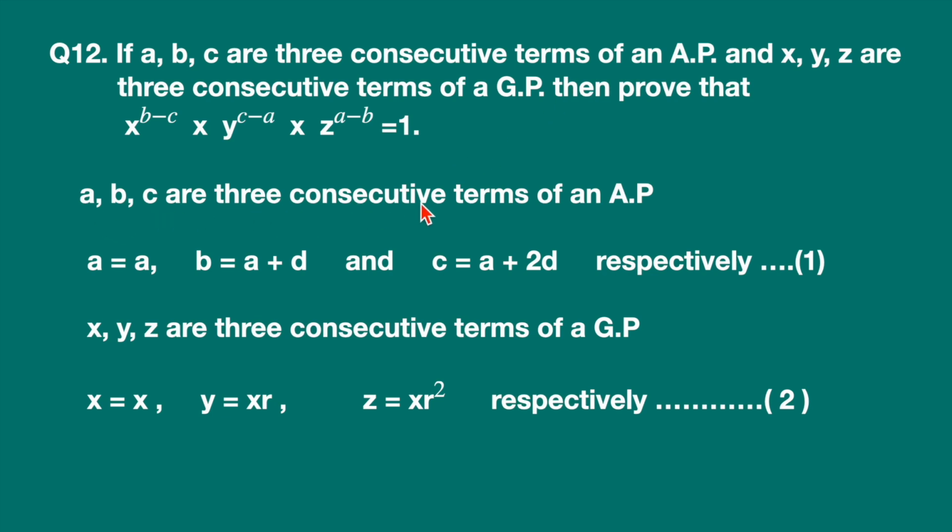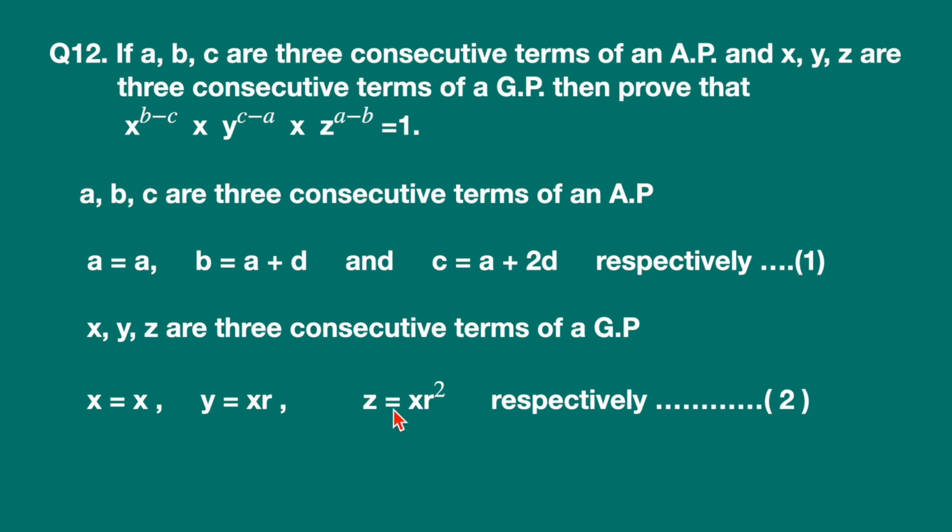A, B, C are 3 consecutive terms of an AP. So the first term is A. And we take D as the common difference, then the second term will be A plus D. Third term C is equal to A plus 2D. You know that. First term, second term, third term, because it is in AP. And X, Y, Z are in GP. So if this is the first term and R is the common ratio, Y, the second term, is equal to X into R. The third term Z will be X into R square.